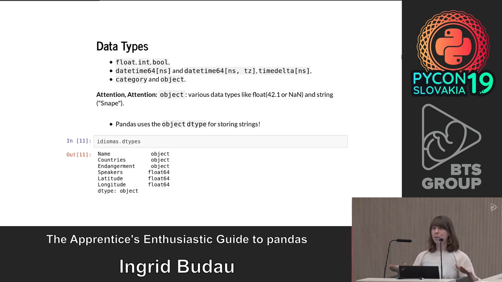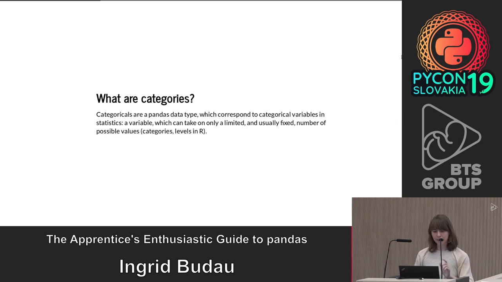If we write idiomas.dtypes, we see the pandas data type for every one of our columns. We have objects and floats. Okay, but what are categories? We specified them. Let's see.